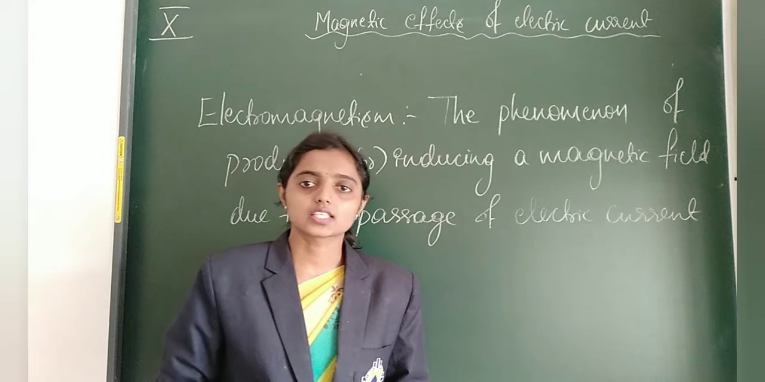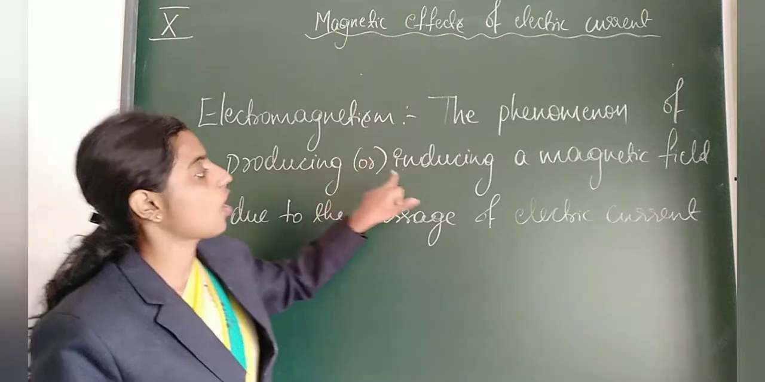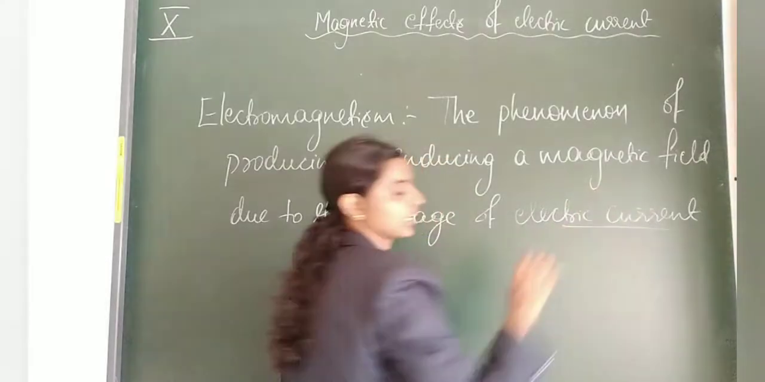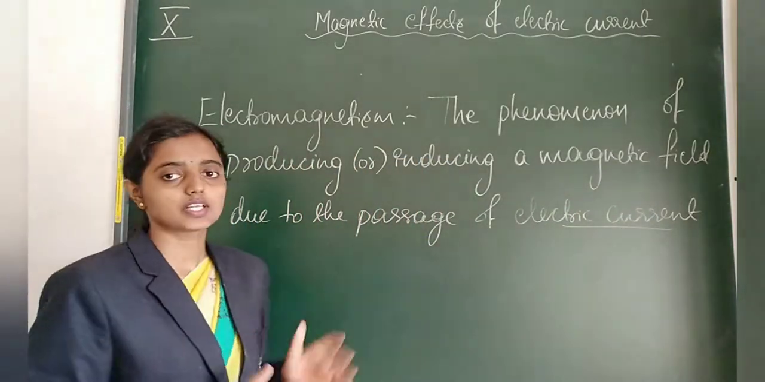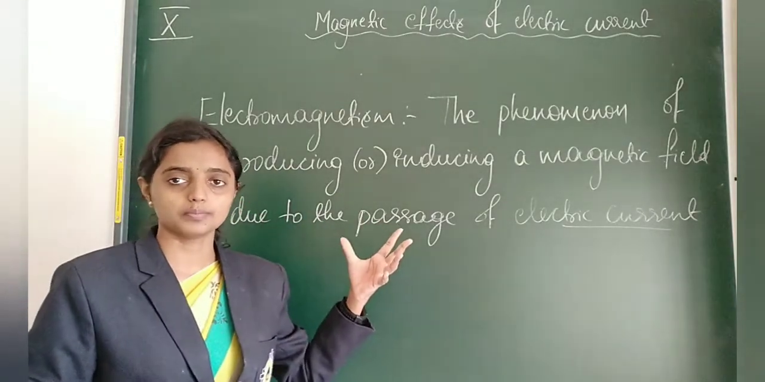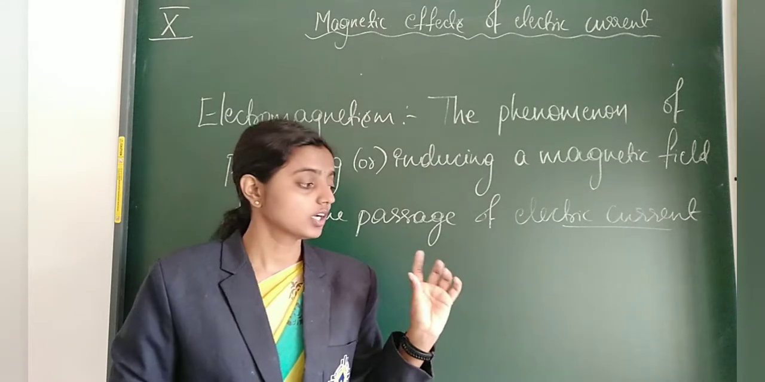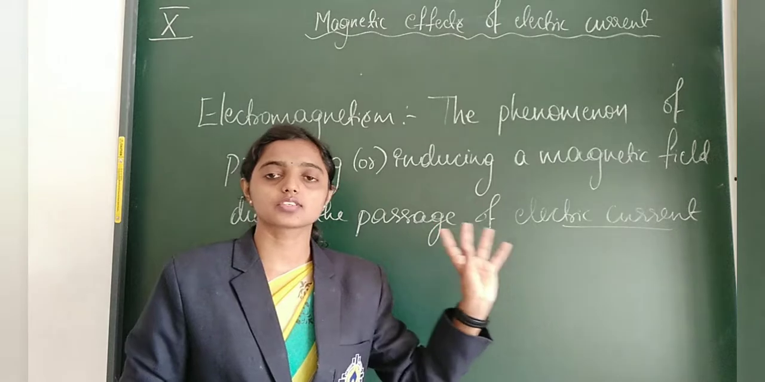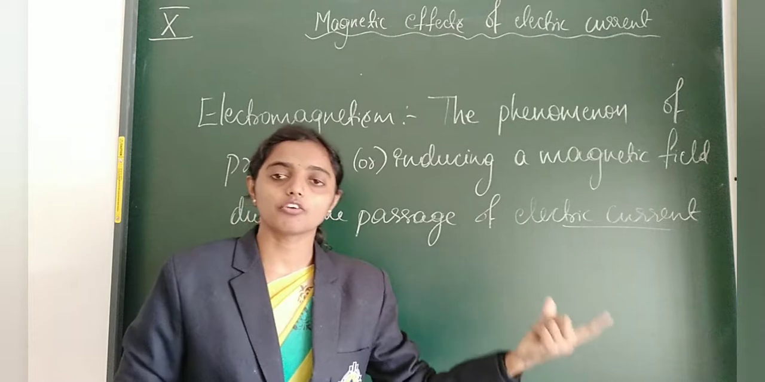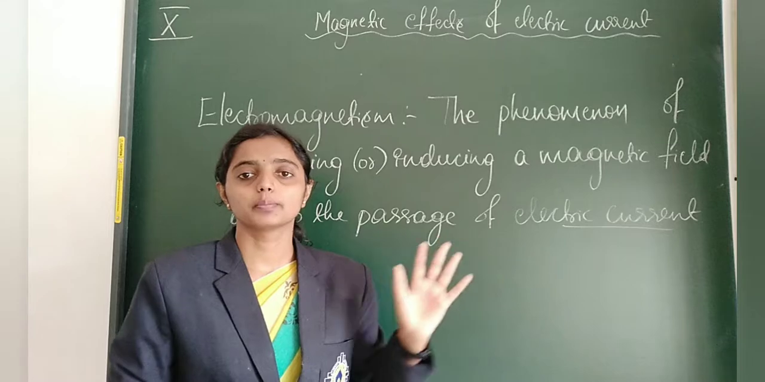So electromagnetism, just look at the statement. The phenomena of producing or inducing a magnetic field due to the passage of electric current. So what does this statement tell us? Electromagnetism is nothing but magnetism. We will get a magnetic field only when the switch is on in a circuit or when electricity passes. So when the electricity passes, the magnetic field will be produced, and as soon as we switch off the electric current, when we stop the flow of current, the magnetic property will be lost.